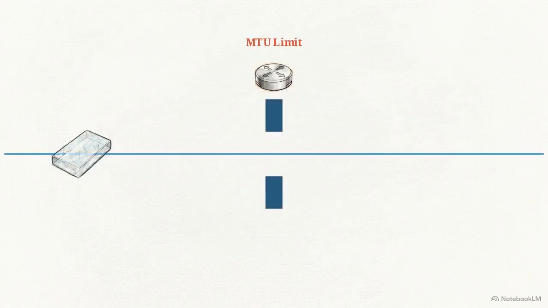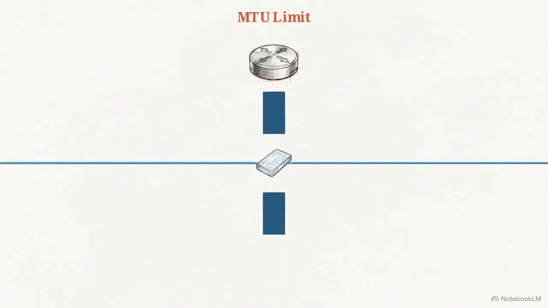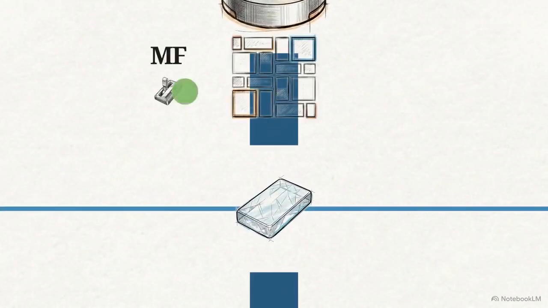When a datagram hits a network segment where the maximum transmission unit is smaller than the packet size, the router breaks the datagram into smaller fragments. The protocol controls fragmentation using flags. The more fragments flag signals additional pieces are arriving.